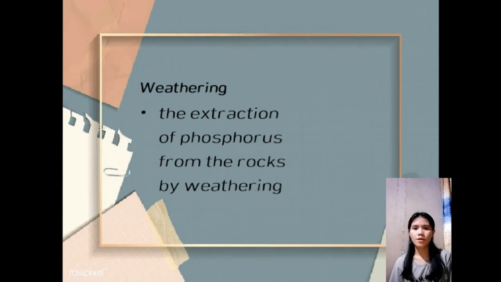First, weathering. Phosphorus is found in the rocks in abundance. That's why the phosphorus cycle starts in the earth's crust. The phosphate salts are broken down from the rocks. These salts wash away into the ground where they mix in the soil.